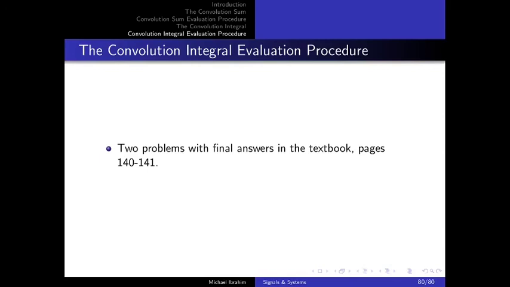In this chapter, we have learned about the time domain representation of LTI systems. In the next chapter, the Laplace transform, we will start learning about LTI systems, but now in a different domain that's called the Laplace domain.